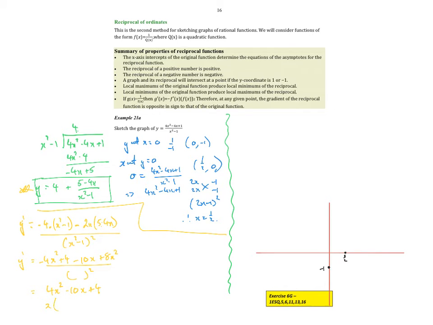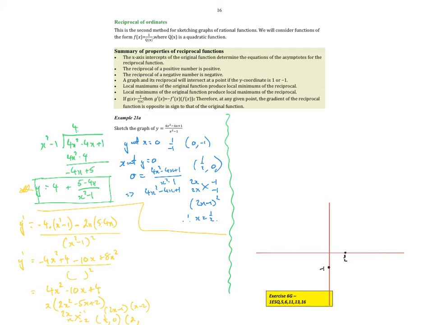2 at the front, I get 2x squared minus 5x plus 2. 2x and x cross multiplied with 2, 1, make them both negative. And I get 2x minus 1, x minus 2. So a turning point at a half, which we expected, and also at 2.